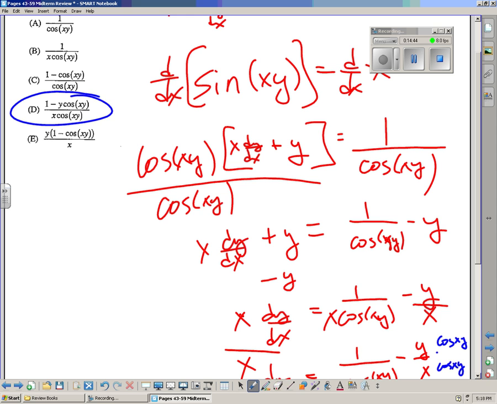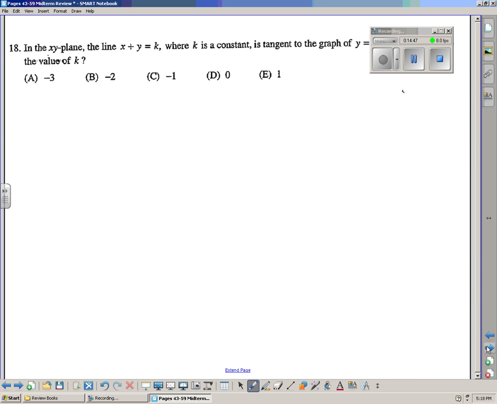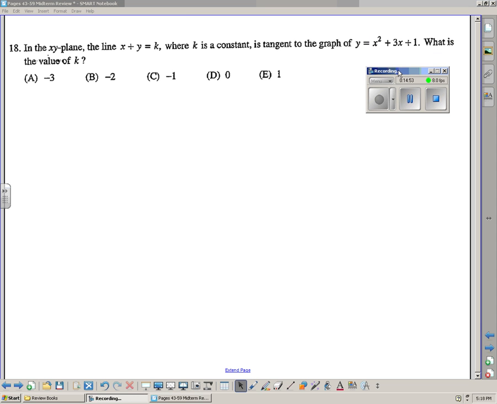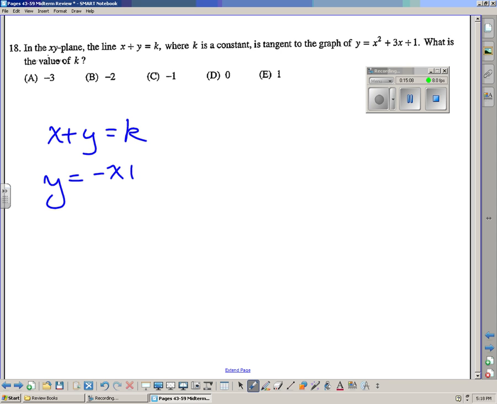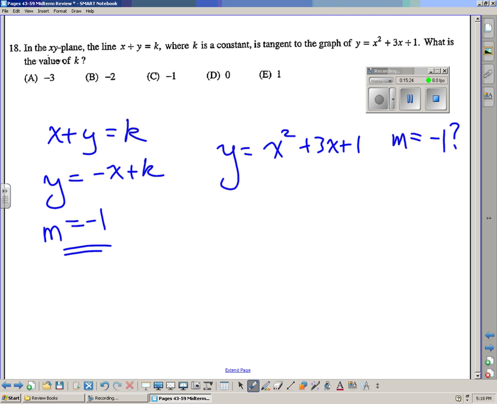Yay. All right. So number 18 says, in the xy plane, the line x plus y equals k, where k is a constant, is tangent to the graph of y equals x squared plus 3x plus 1. What is the value of k? Interesting. So we know x plus y equals k is tangent to the graph somewhere. Well, this is the line y equals negative x plus k, which has a slope of negative 1. So we want to find out where y equals x squared plus 3x plus 1 has a slope of negative 1.